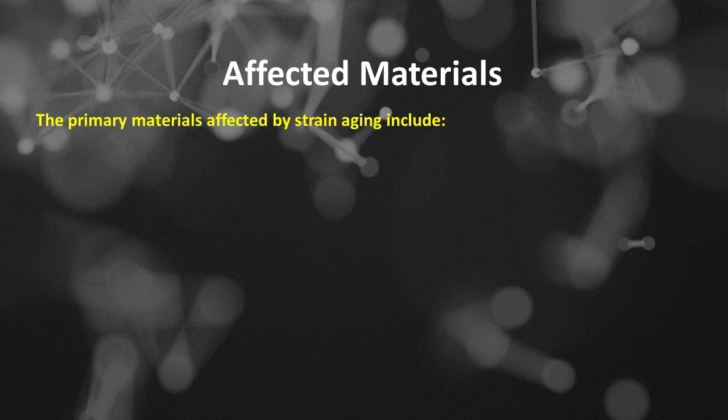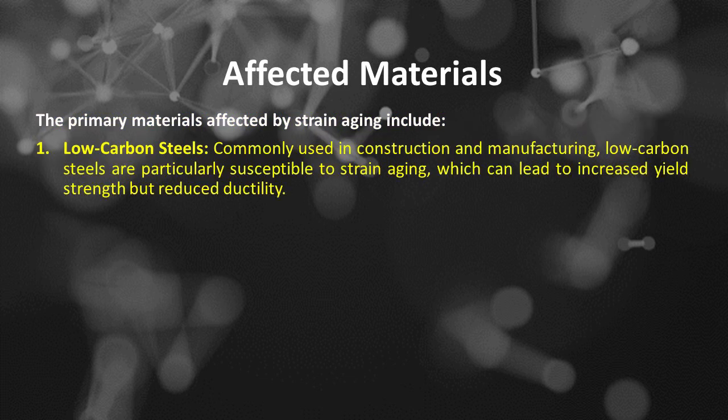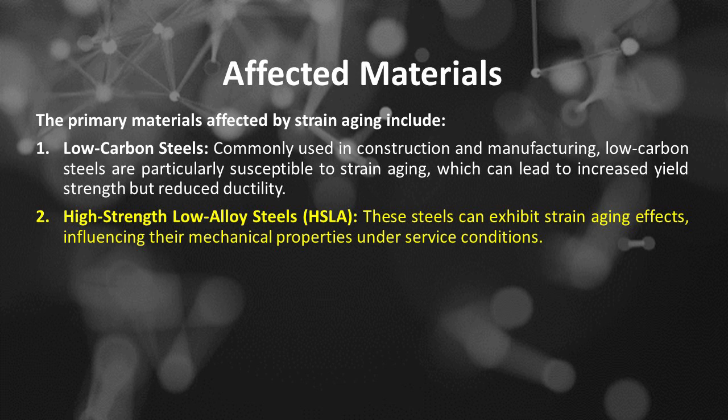The primary materials affected by strain aging include: Number 1 is low-carbon steels. Commonly used in construction and manufacturing, low-carbon steels are particularly susceptible to strain aging, which can lead to increased yield strength but reduced ductility. Number 2 of the primary materials affected by strain aging is high-strength low-alloy steels, HSLA. These steels can exhibit strain aging effects, influencing their mechanical properties under service conditions.